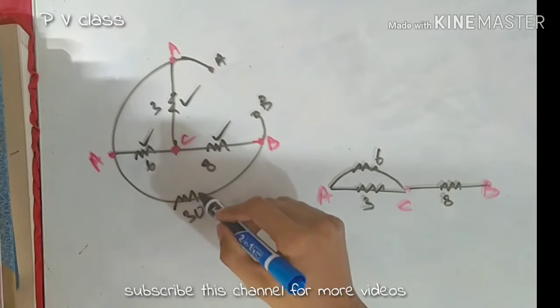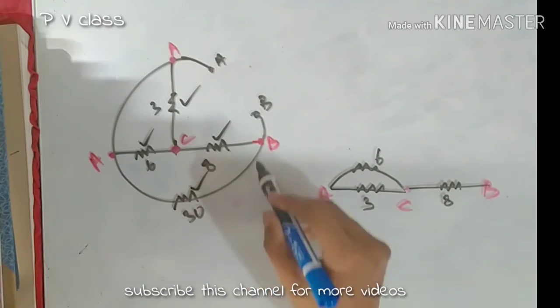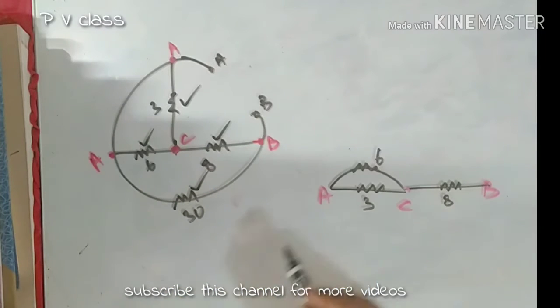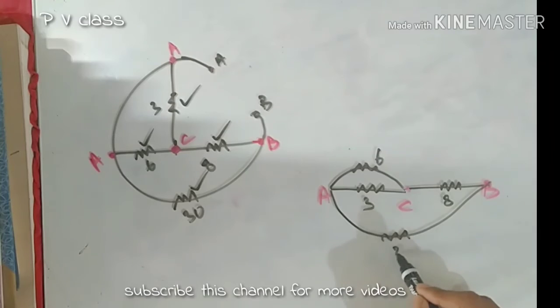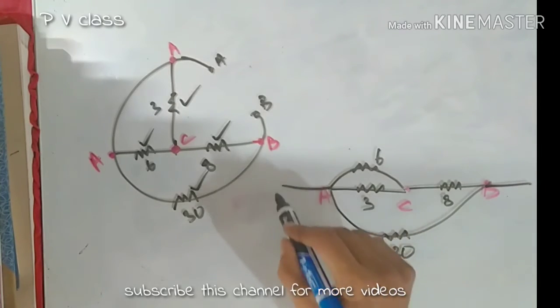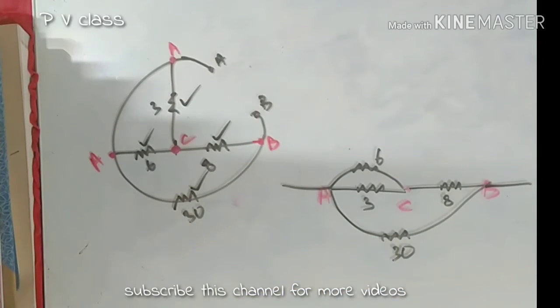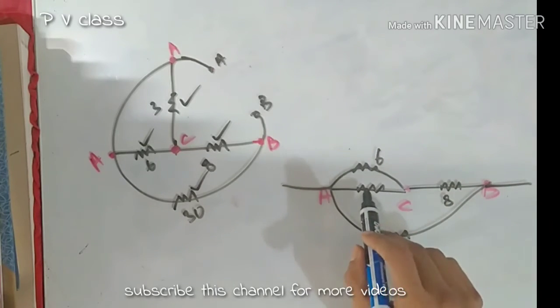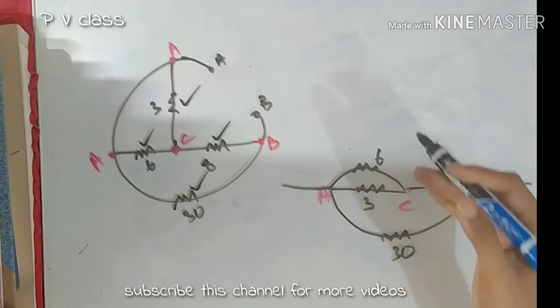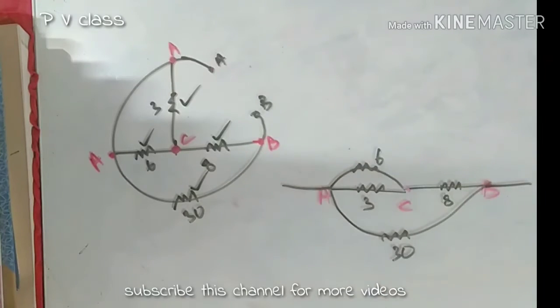Then finally this 30 ohm resistor is connected between A and B. Therefore we have to connect a 30 ohm resistor between A and B. This is our circuit diagram for this. Then these two are parallel. If you are solving that, the answer and this one will be series, and finally the whole answer and this 30 will be in parallel.